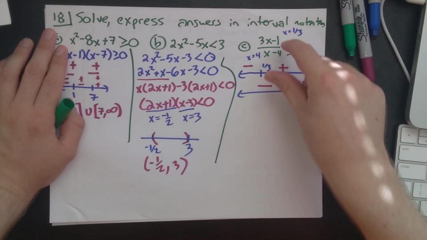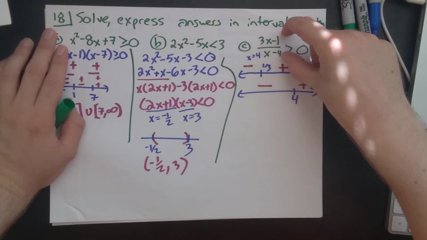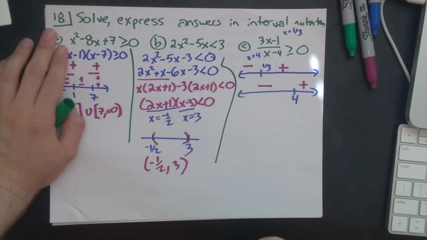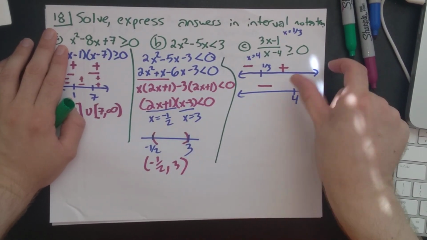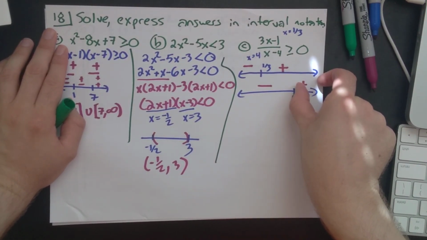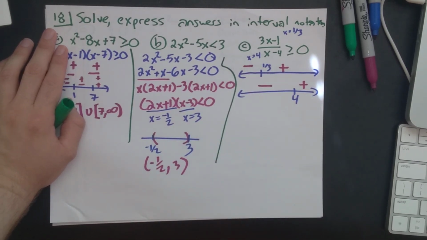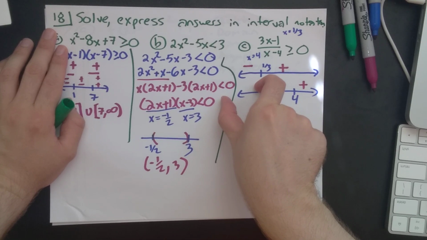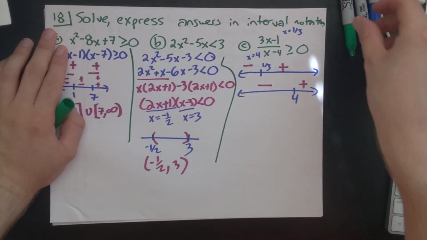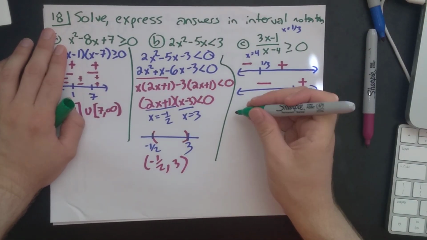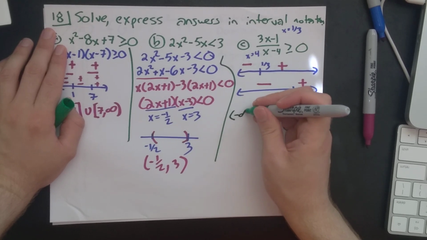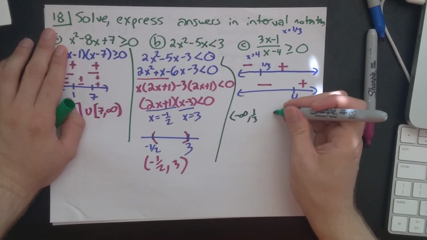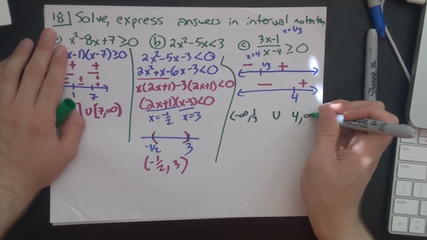And so we can see we want, again, the numerator and denominator to have the same signs, both positive or both negative. So bigger than 4, they're both positive. Less than 1/3, they're both negative. So we're going to have minus infinity to 1/3, and 4 to infinity as the intervals. So minus infinity to 1/3, union 4 to infinity.